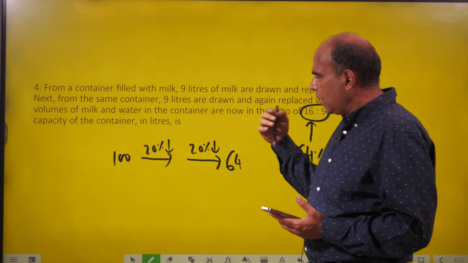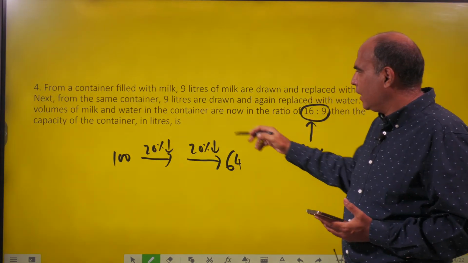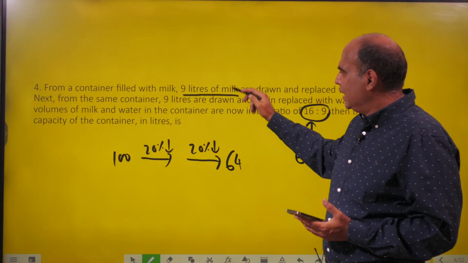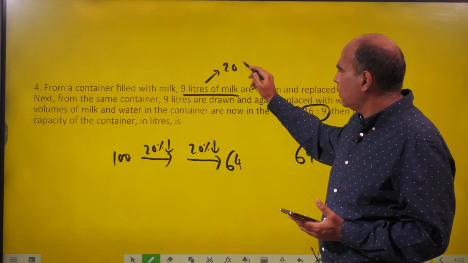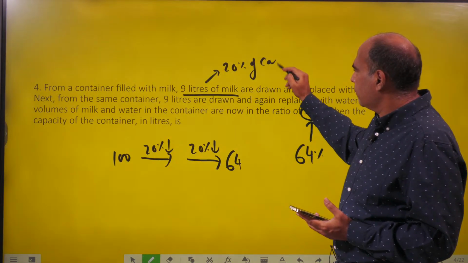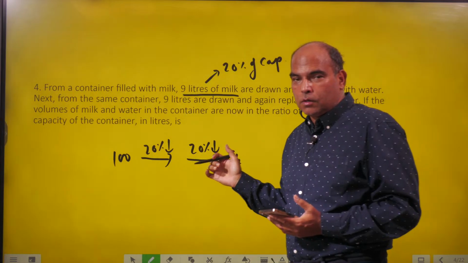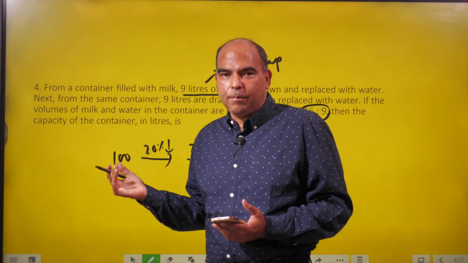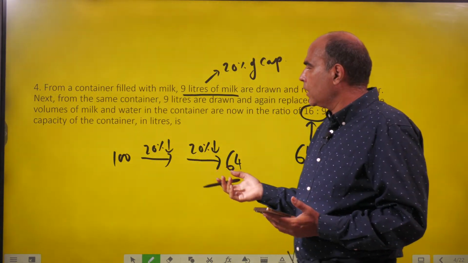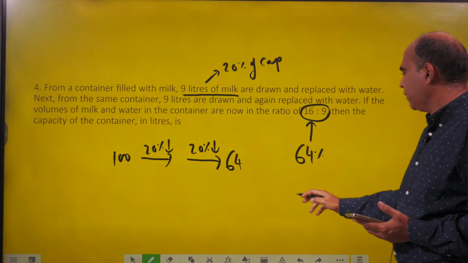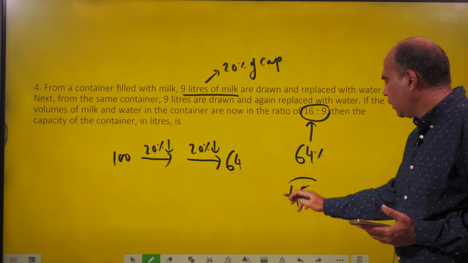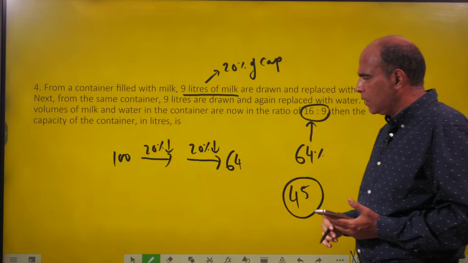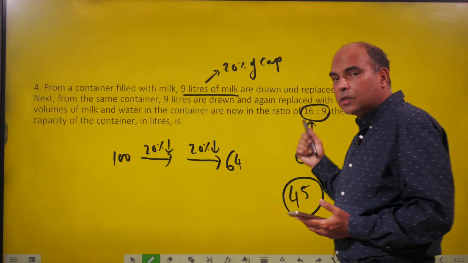So what your reaction has to be here is that the 9 liters of milk that you are taking out is equivalent to 20% of the capacity. That's all. So 9 liters being 20% of the capacity means that the capacity of the container is 45. End of story. There's nothing to write in this question. It's 30 seconds flat. The moment you spot this 64%.